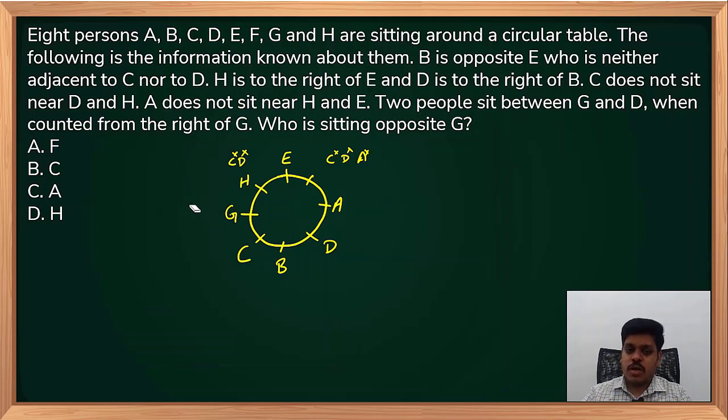So we can remove the unwanted things from here. I think we have to place one more: A, B, C, D, E, F we can place here. Then who is sitting opposite G is the question. Opposite G, it is A. Option C is the answer.